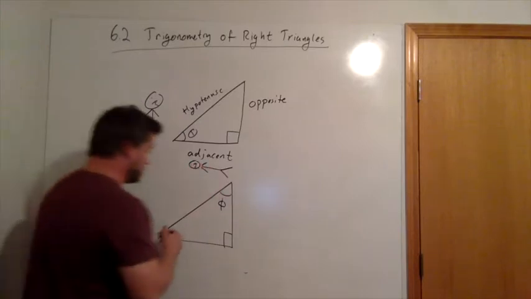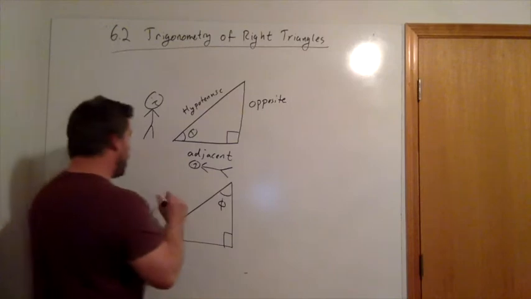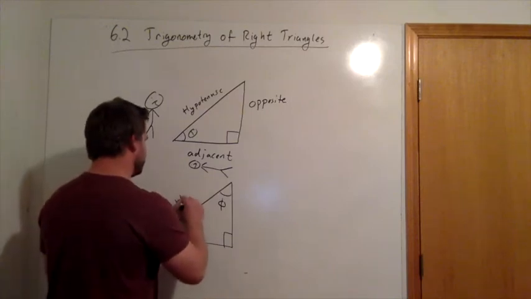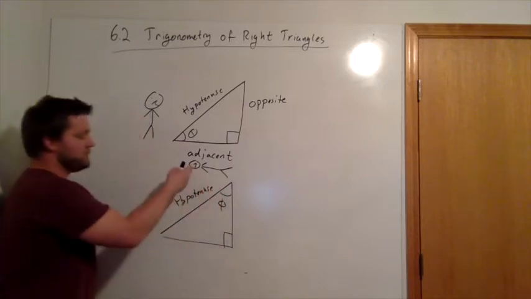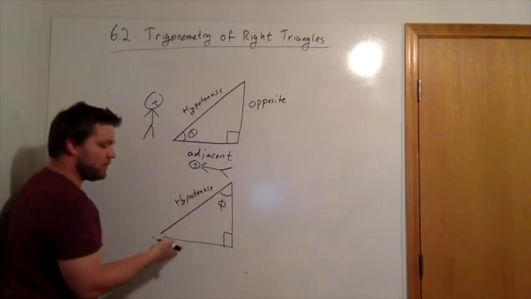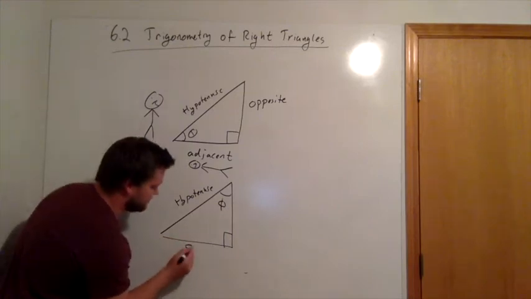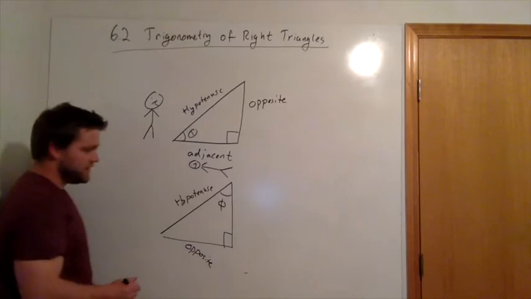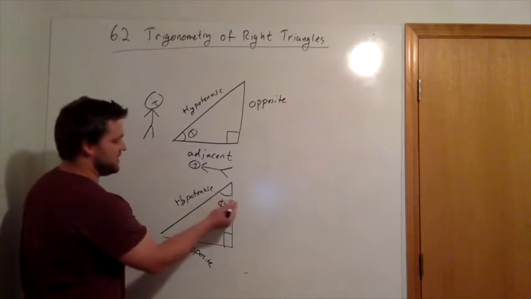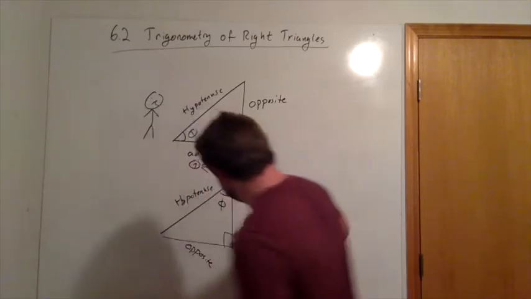So the longest side of the triangle will still always be the hypotenuse. But now if I'm standing here, this is the wall I'd be staring at. We call this the opposite side. And the other side that's touching the angle is the adjacent side.